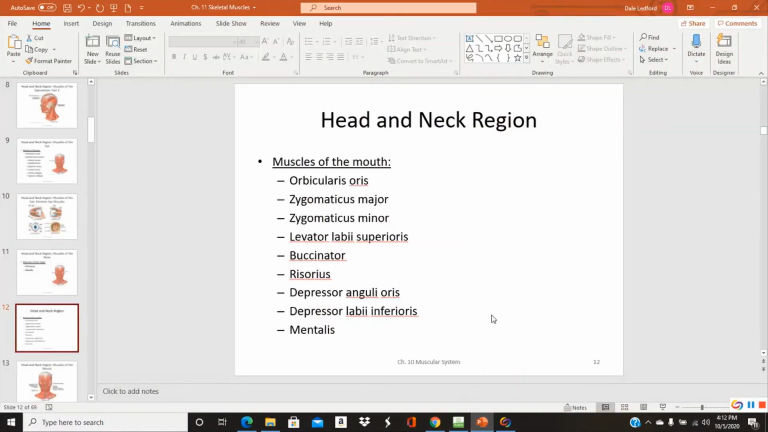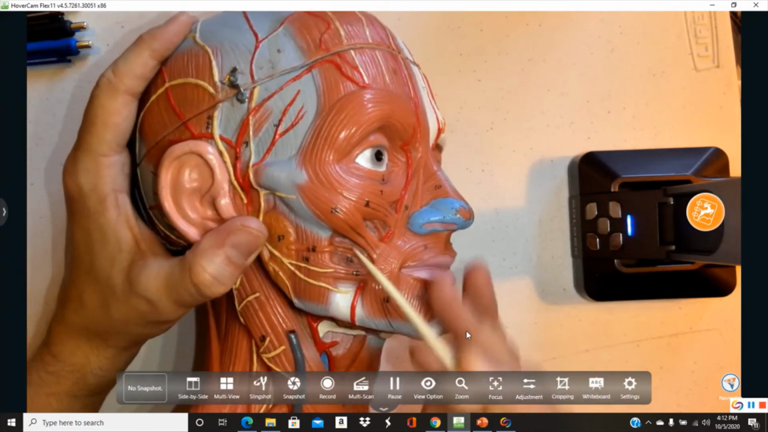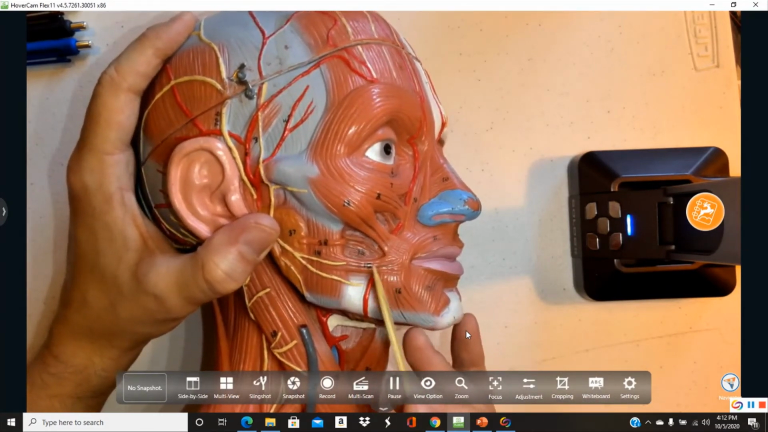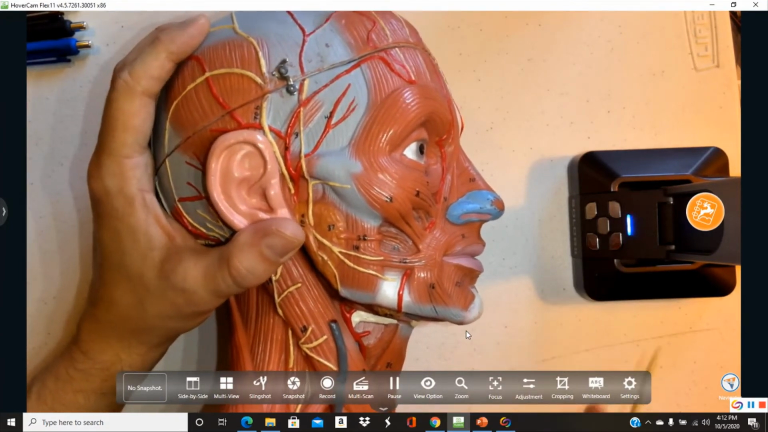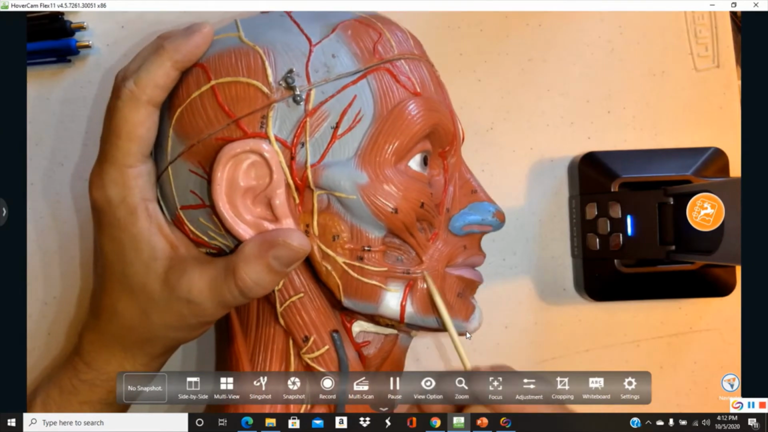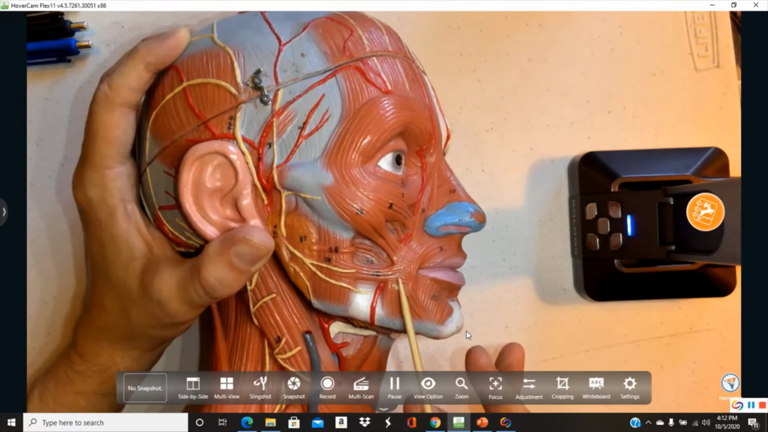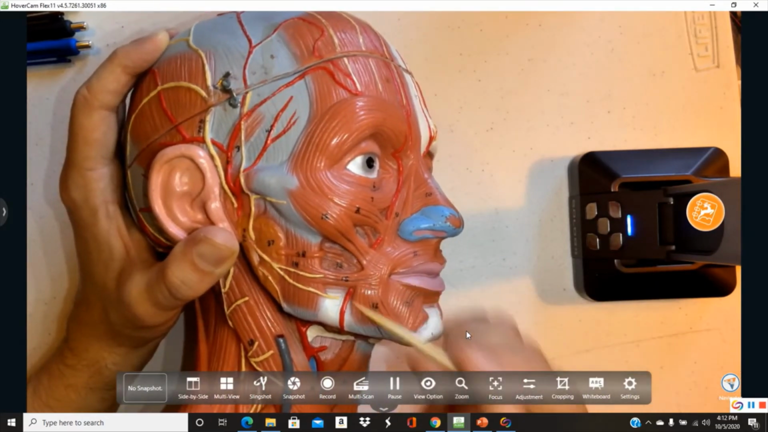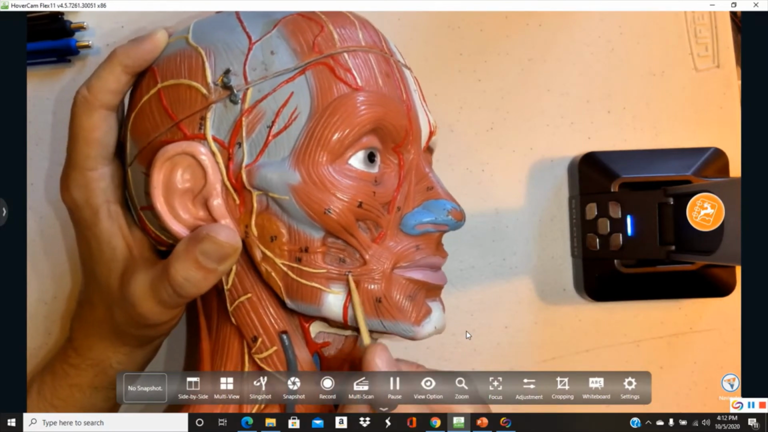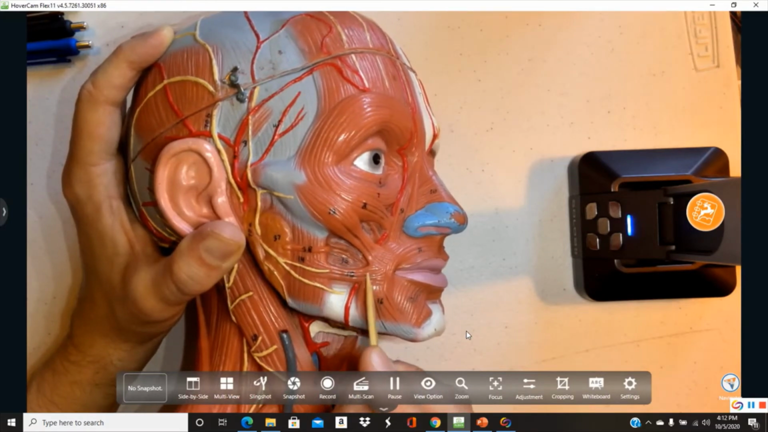Now let's talk about risorius. Risorius is located just superficial to the buccinator. So if we find the buccinator, right here is the risorius. Risorius gets its name from risible. Risible means something's laughable. So when you laugh, you're like, ha ha ha ha. This pulls the lips back like when you laugh. When the corner of your lips pulls back, that's the risorius. The risorius muscle fibers pull that backwards.